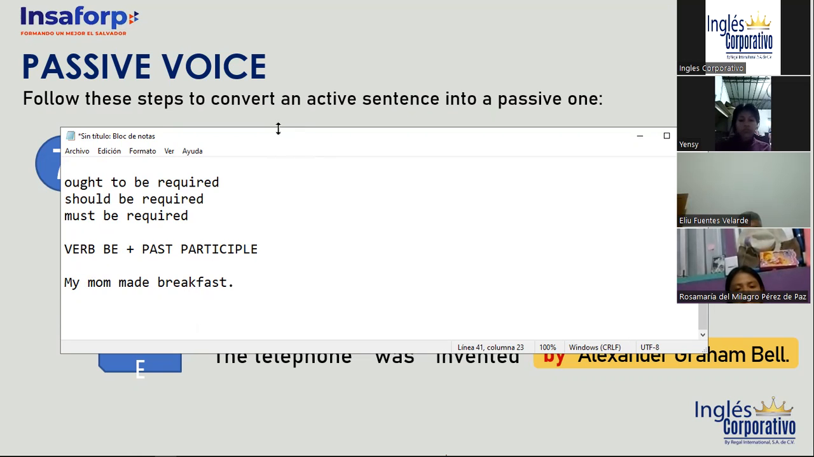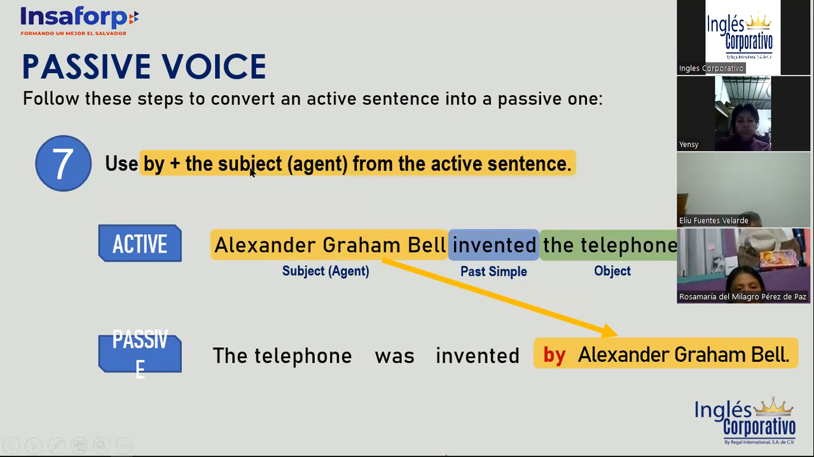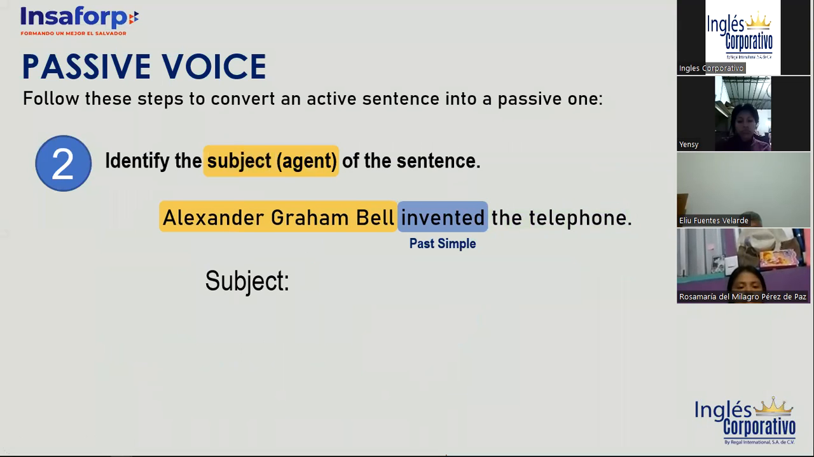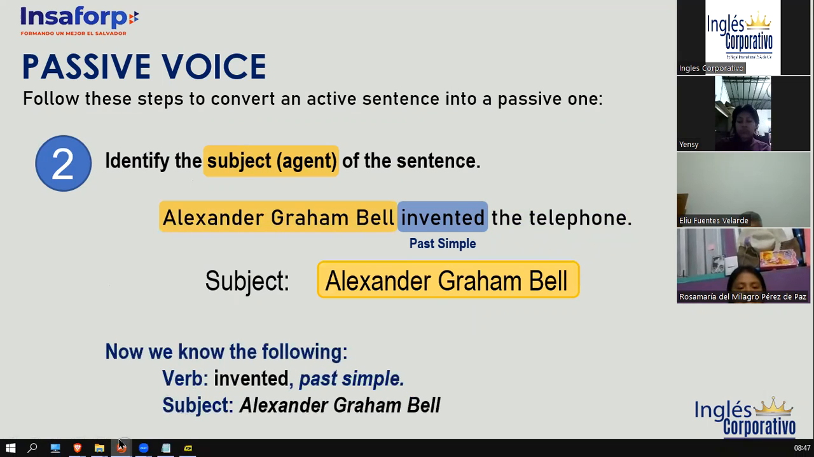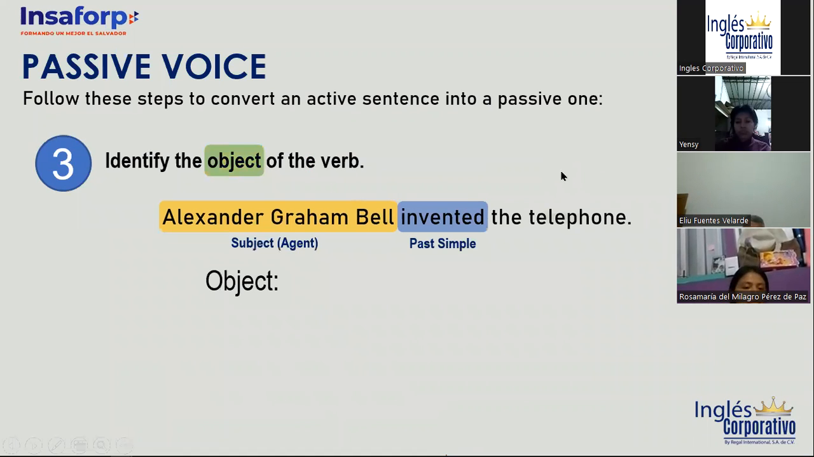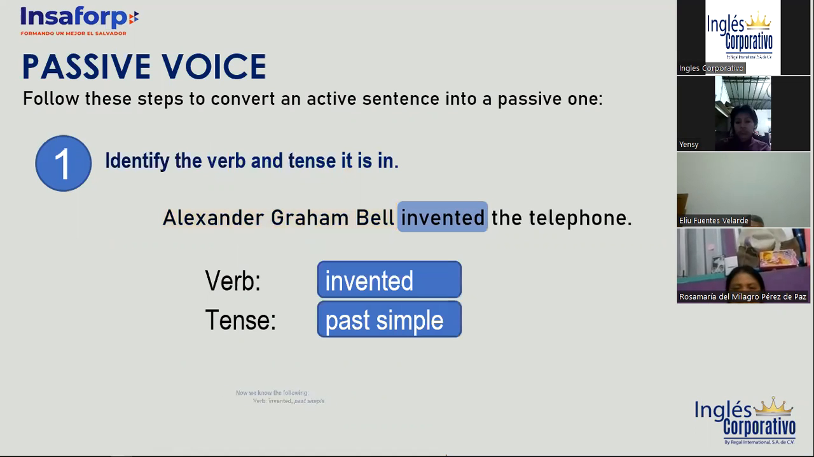Entonces vamos a ir aplicando todos los pasos acá. Y el primer paso, Rosa María, creo que fue. ¿Cuál era el primer paso? Identify the subject. Muy bien. So, what is the subject? My mom. Muy bien. Vámonos aquí con my mom. Muy bien. ¿Cuál es el segundo? Espérame, que creo que salté el verb primero.